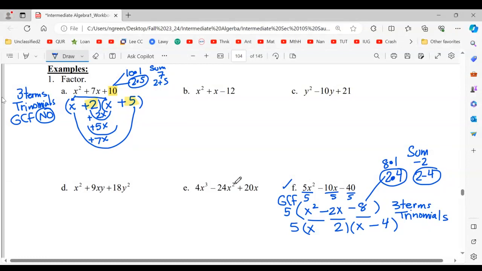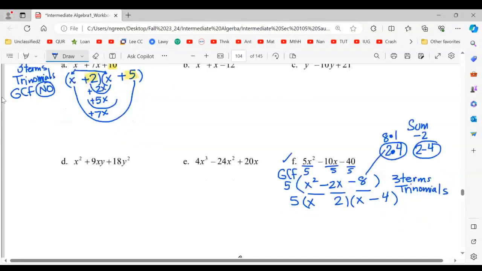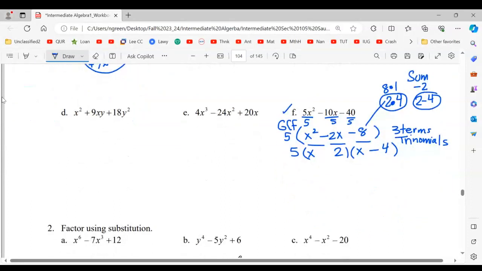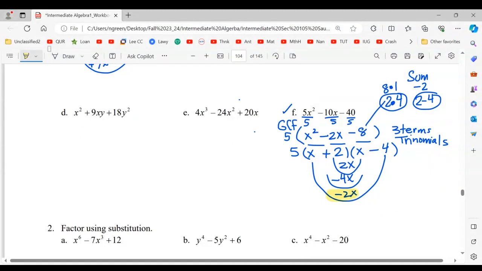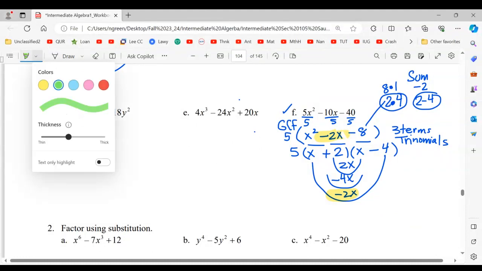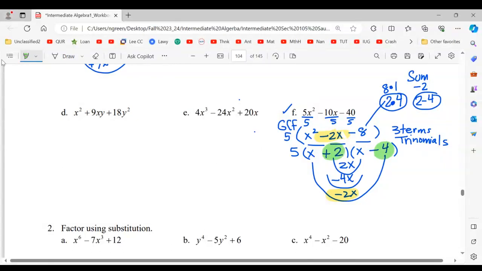Now, what should we do now? We have to do the happy face, correct? So to do the happy face, you're going to get 2x minus 4x. So what is their total? Minus 2x. Do you have minus 2x here? Yes. If you multiply the last 2 terms, this one and this one, would you get -8? True. So that's the correct answer.